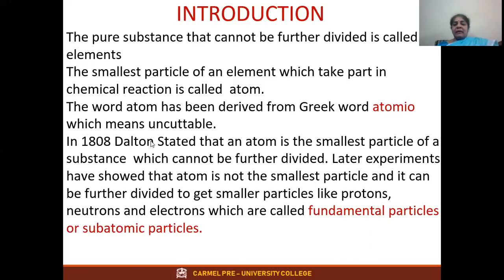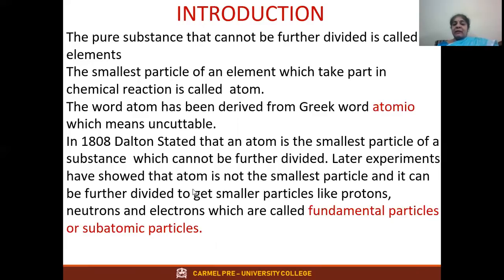In 1808, Dalton stated that an atom is the smallest particle of a substance which cannot be further divided. Later, experiments have shown that the atom is not the smallest particle and it can be further divided to get smaller particles like protons, neutrons and electrons, which are called fundamental particles or subatomic particles.